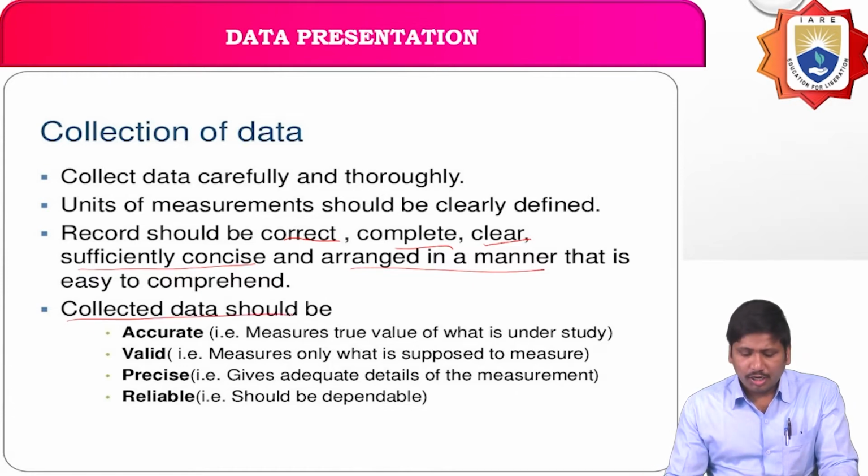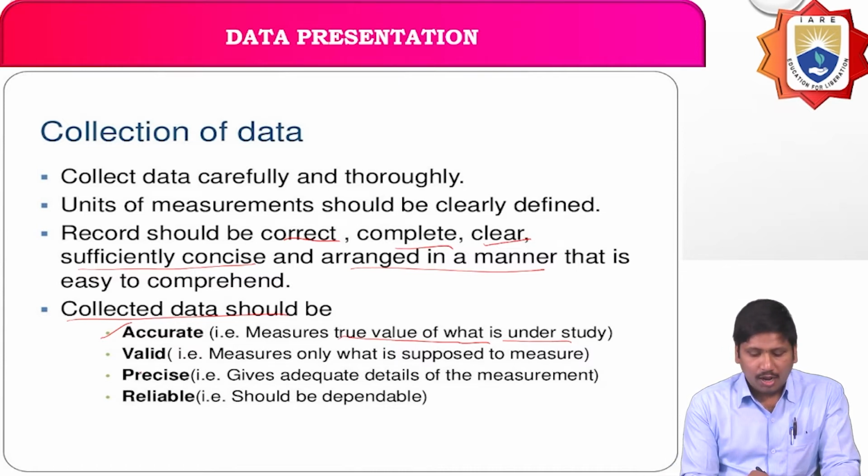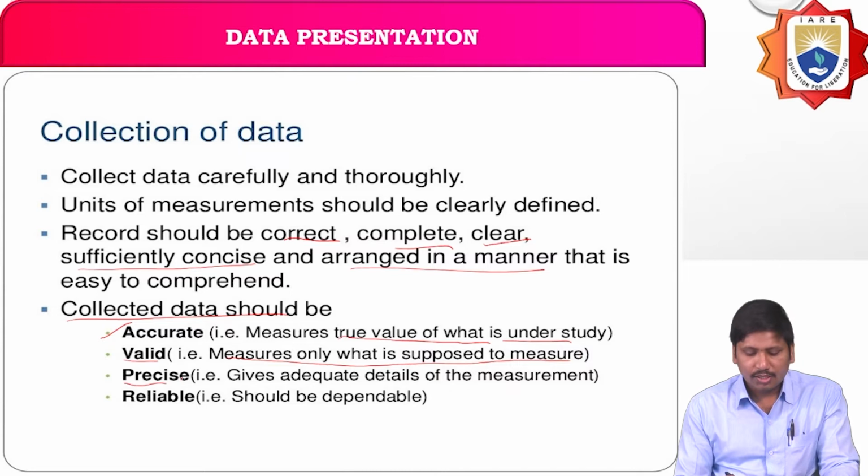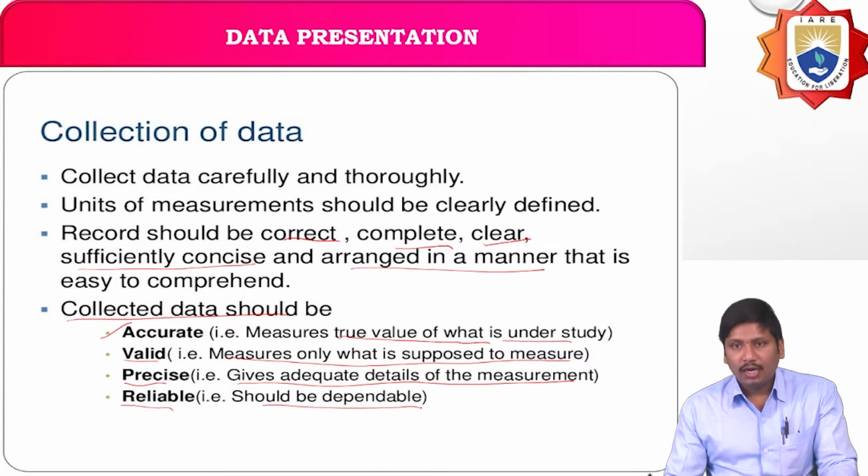So the collected data should have certain features. It should be accurate, which means it measures the true value of what is under study. And then valid: valid means it measures only what is supposed to be measured. Precise means it can give adequate details of the measurement. And reliable means it should be dependable.